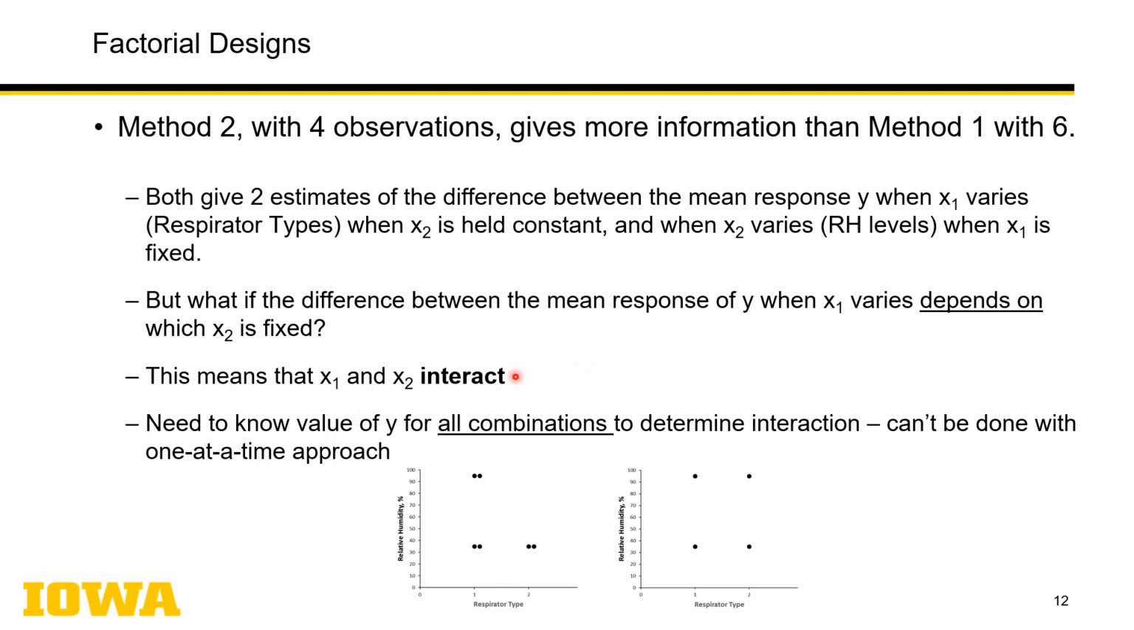That is interaction. You cannot get at interaction with the one-at-a-time approach. You have to have all 4 treatment combinations to see whether or not your factors interact with each other. And if they do, that really has a big effect on your ability to distinguish whether the different levels of x2 affect the response. And we'll see this in the next lecture on ANOVA analysis. So we have to consider interaction.